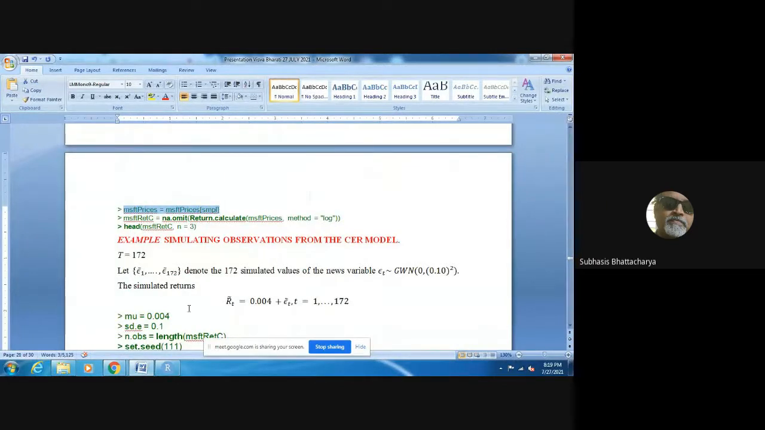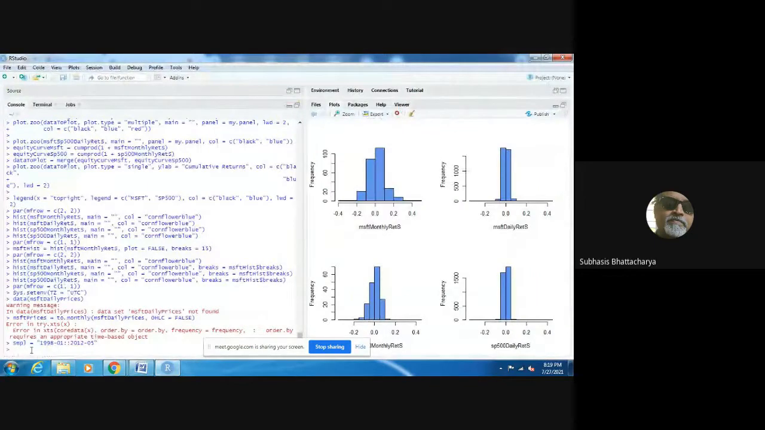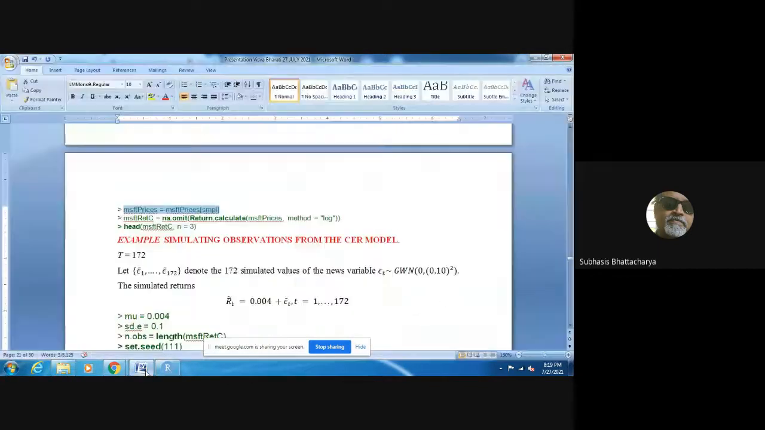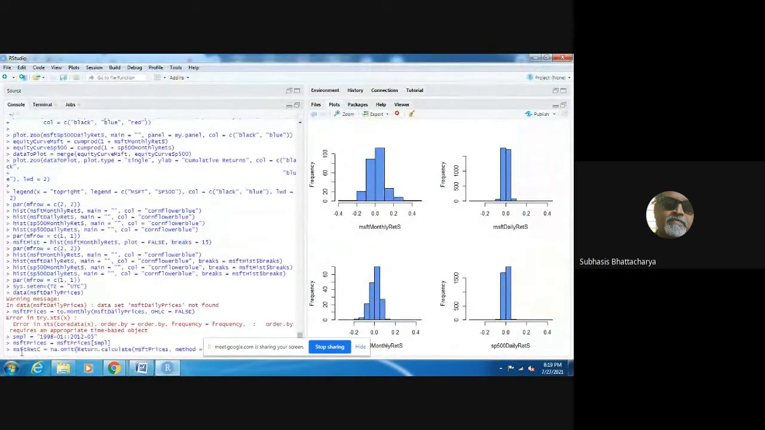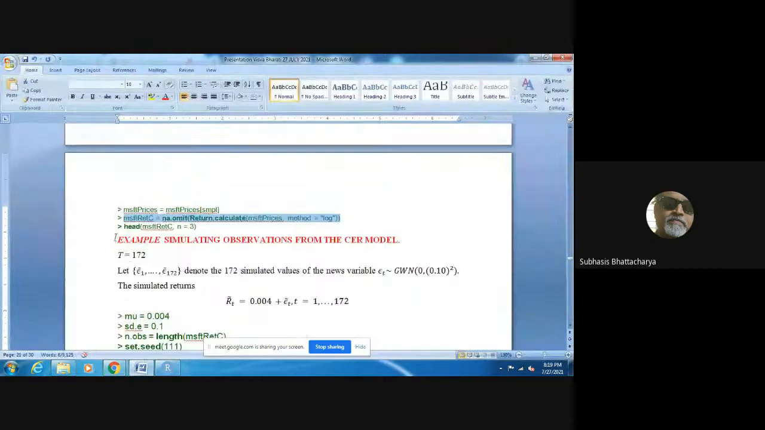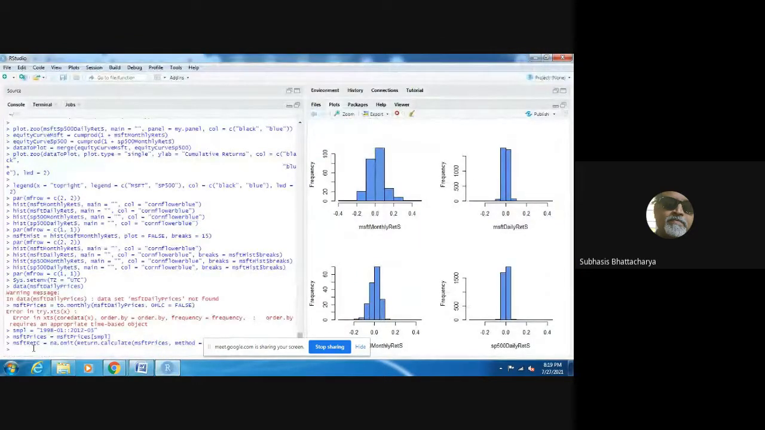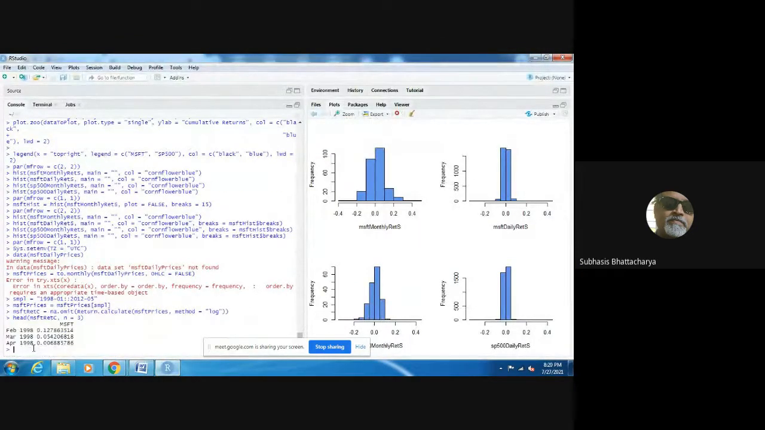It is showing the same sample like before, what we assume, and the return from February and these kind of things are there. Then simulating the observations, and the model is considered here.